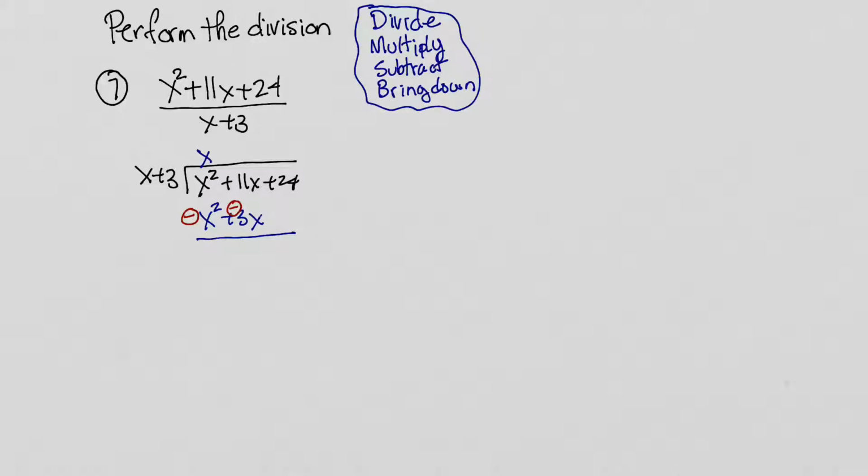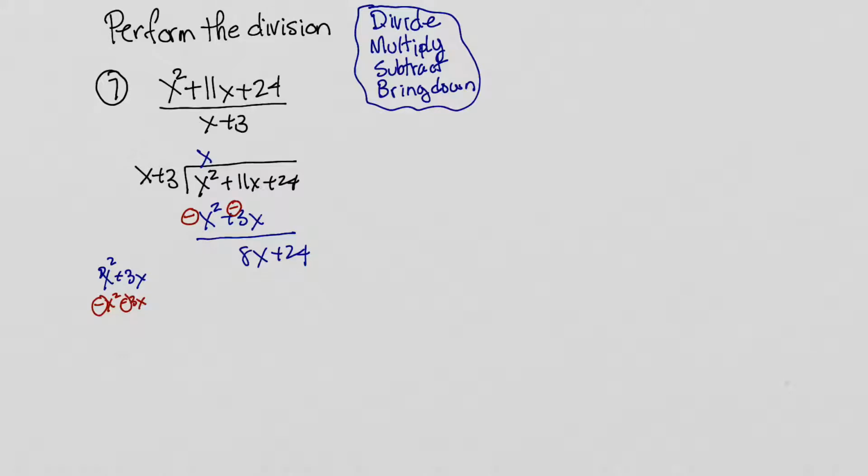All right, now let's continue the subtraction. So we get x squared minus x squared. That's gone. And then we get 11x minus 3x. Well, 11x minus 3x is 8x. Now that's the subtract. What we've done is taken this polynomial and subtracted this polynomial. And now bring down, that's the last part here. So I'm going to bring down that plus 24.